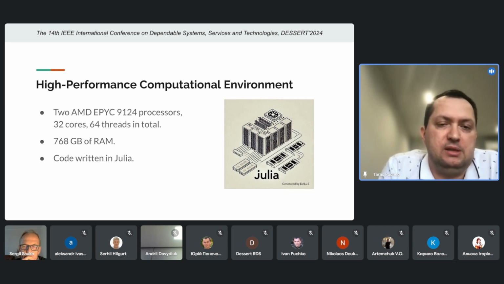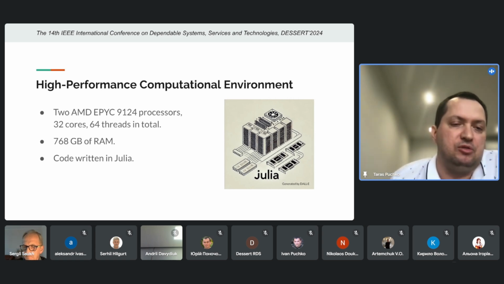All computations were performed in a high-performance environment. We used a single node with 768 gigabytes of RAM and 2 AMD EPYC processors offering 32 cores of parallel processing. The code was written in Julia, a high-performance programming language. Each solver was run 100 times, allowing us to calculate the average, minimum, and maximum execution times.